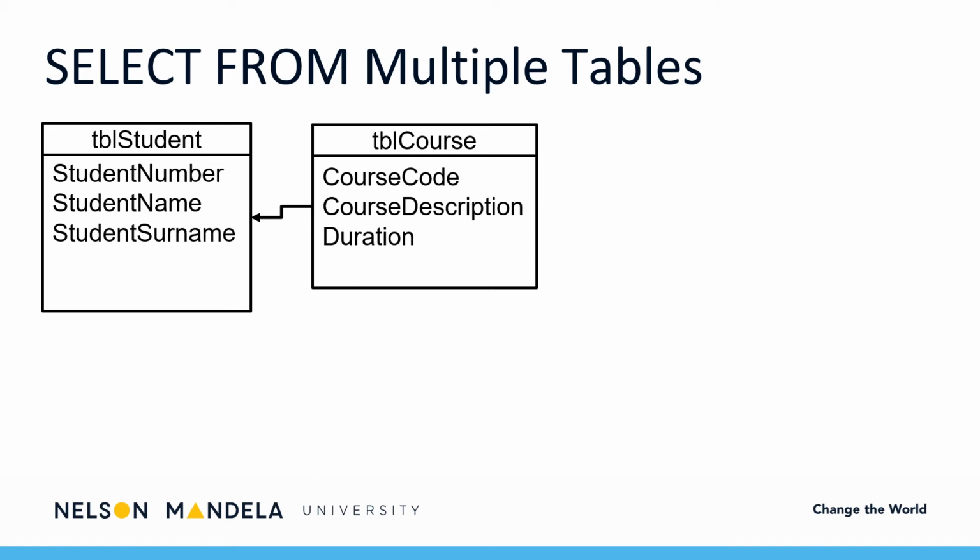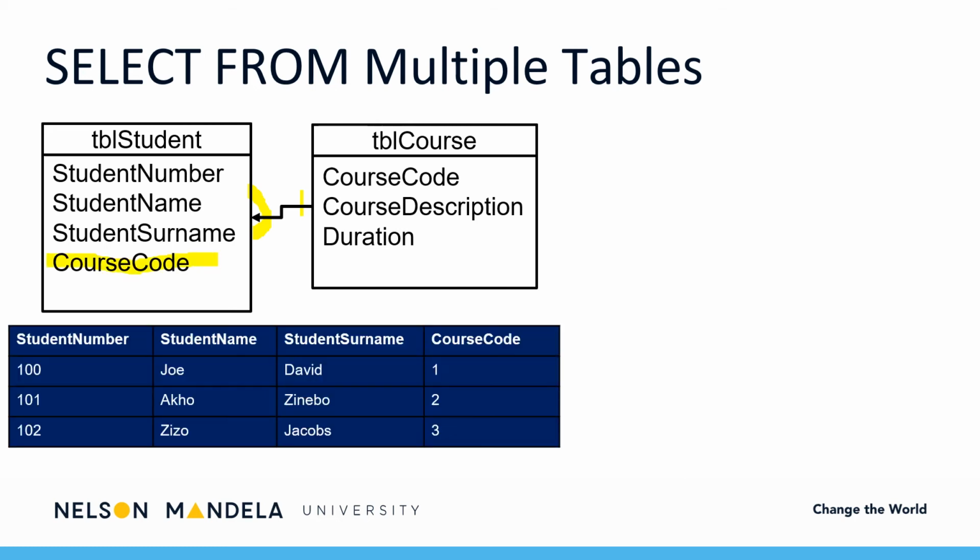Okay, so I don't have a proper relationship indicator, so we're going to assume that the course is the one side and the student is the many side. And since this is a one-to-many relationship, we're going to have course code in student. Now our data is going to look like this. You're going to have a student number, student name, student surname, and student course.